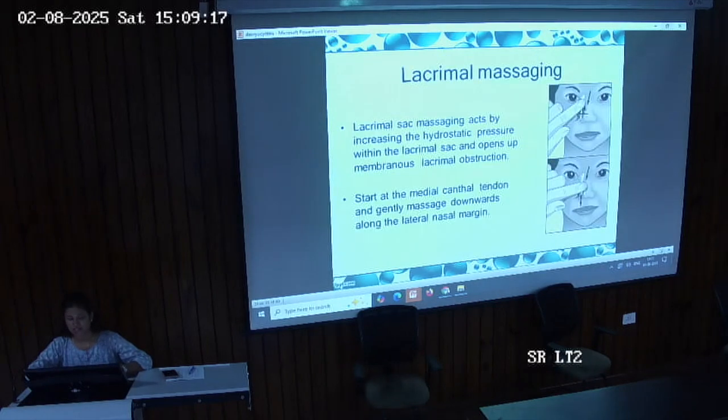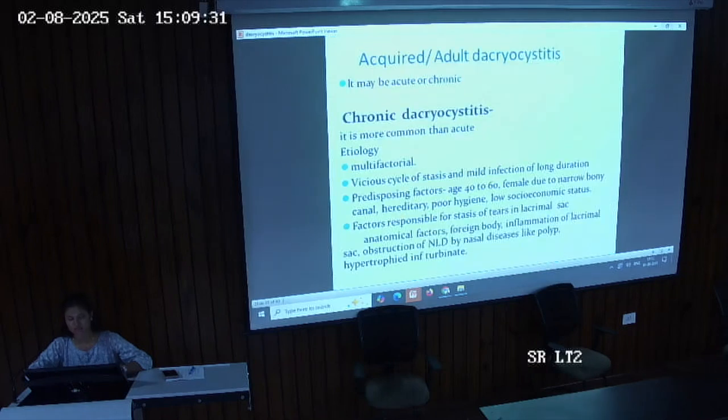Lacrimal massaging acts by increasing the hydrostatic pressure within the lacrimal sac and opens up the membranous lacrimal obstruction. It starts at the medial canthal tendon and gently massages downwards along the lateral nasal margin.